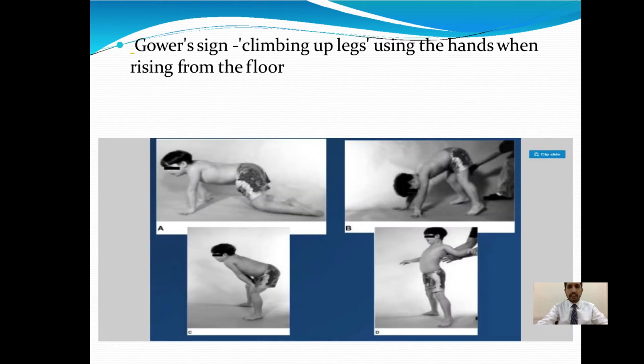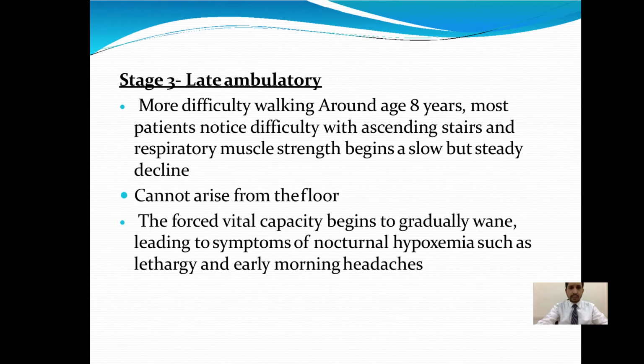Gower sign. This is a classical sign of Duchenne muscular dystrophy, in which the child is unable to stand from sitting position and he uses his hands to stand up. Now comes stage 3, which starts usually at around the age of 8 years, and the difficulty in walking has progressed. Now the parents notice that the child cannot climb stairs, and the respiratory muscles begin a slow but steady decline. He cannot arise from the floor.